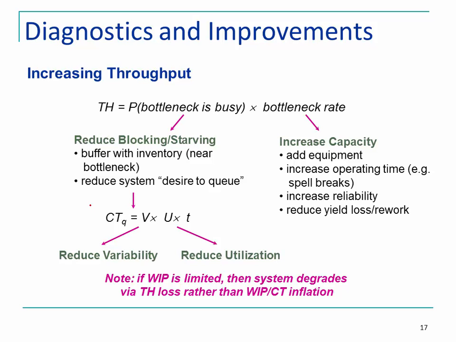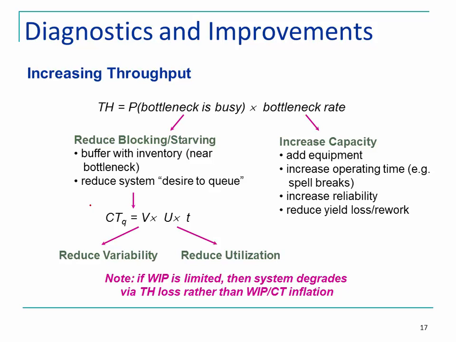So throughput is going to be related to the probability of the bottleneck being busy and the bottleneck rate. So in order to improve or increase the throughput, you can reduce the blocking or the starving, which is connected to this part of the expression. Buffer with inventory, reduce the system desired queue. So this can be connected with the cycle time of the queue, which is linked to one of these three things, or all these three things. So in order to make that happen, you can reduce the variability and also reduce the utilization.